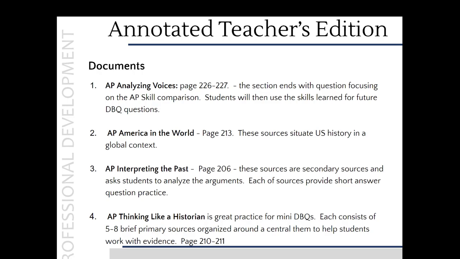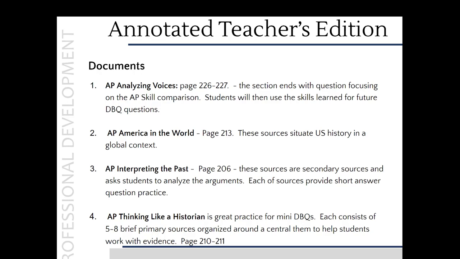Turn to page 226, AP Analyzing Voices. Three separate sources give views on the topic of factional politics in the War of 1812. On page 227, the section ends with questions focusing on the AP skill of comparison. Students will then use the skills learned to help them write better DBQs in the future.